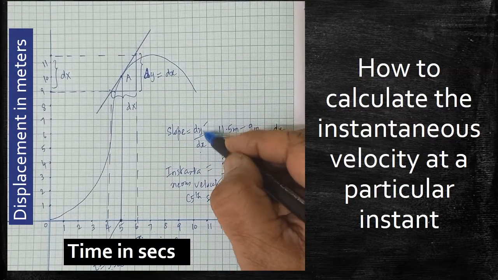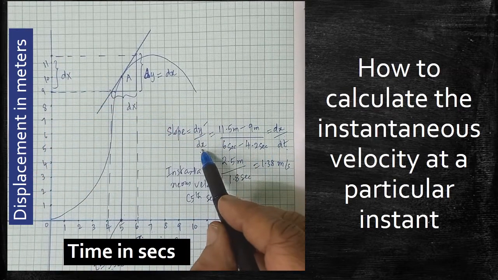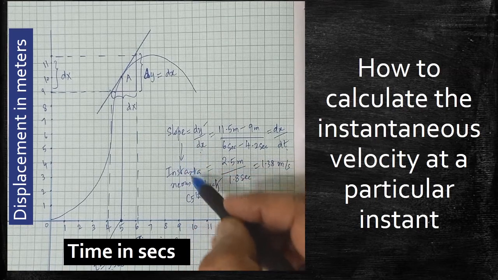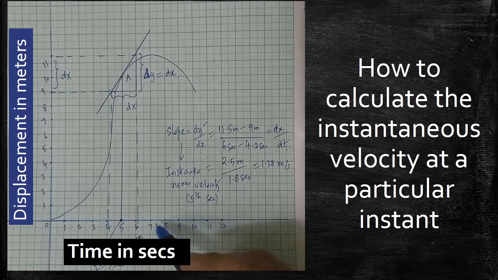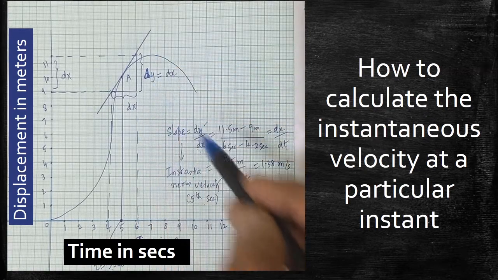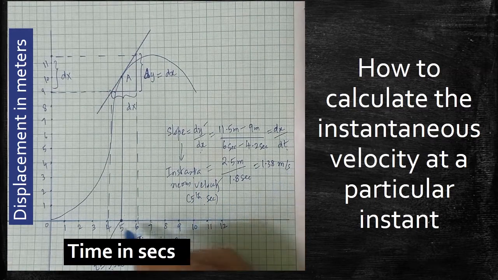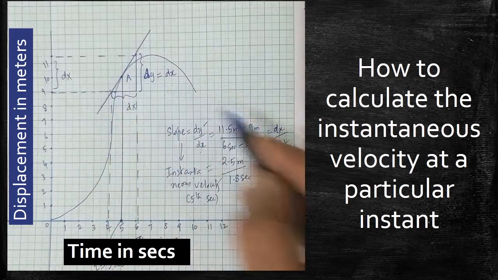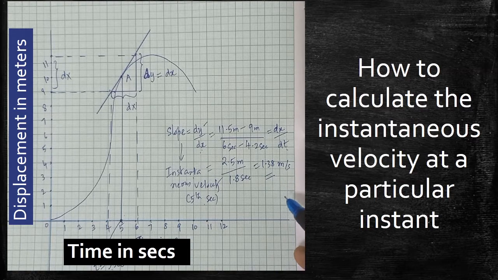The slope formula is dy by dx. dy is nothing but difference in displacement. dx is nothing but difference in time. That slope itself gives you the instantaneous velocity exactly at the 5th second. You can choose any instant of time, extend the line, draw the slope there, and automatically you will get the value of instantaneous velocity. What is the meaning? Exactly at the 5th second, the body moves with a velocity of 1.38 meter per second. That is the meaning. Okay.